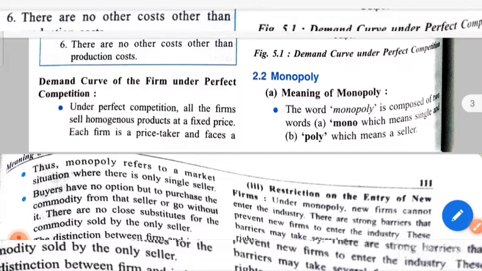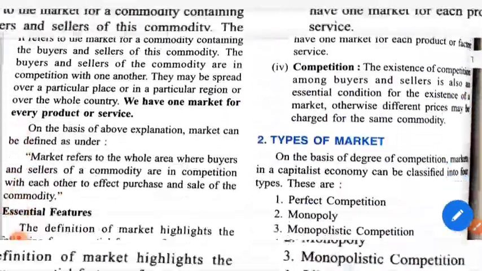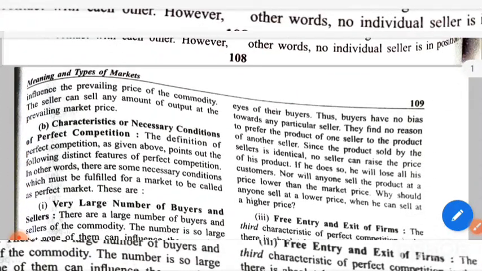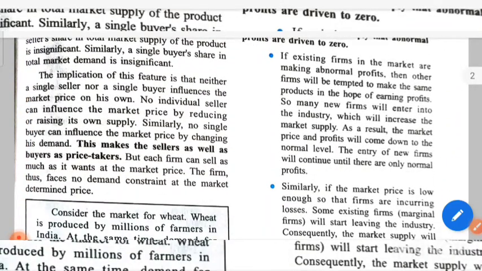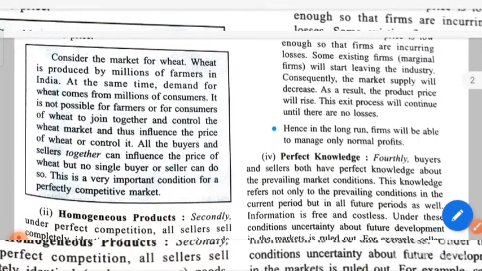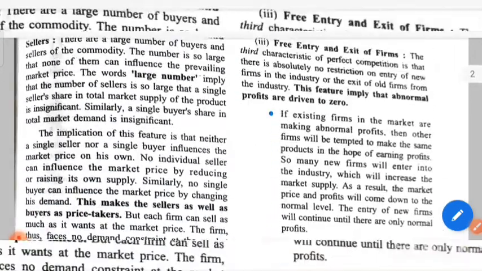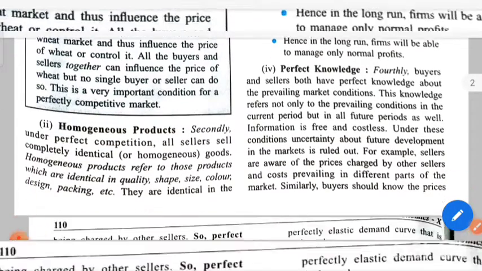Now the next point is monopoly. We have already discussed perfect competition, so here is a quick revision. Perfect competition is a market where there are a large number of buyers and a large number of sellers selling a homogeneous product. The features: there should be a large number of buyers and sellers, and they are price takers. They cannot charge the price on their own. They have to make a homogeneous product, exactly the same product. Then there should be free entry and exit of firms. Any firm can come and any firm can go. And there should be perfect knowledge. Buyer and seller should have perfect knowledge about the product.